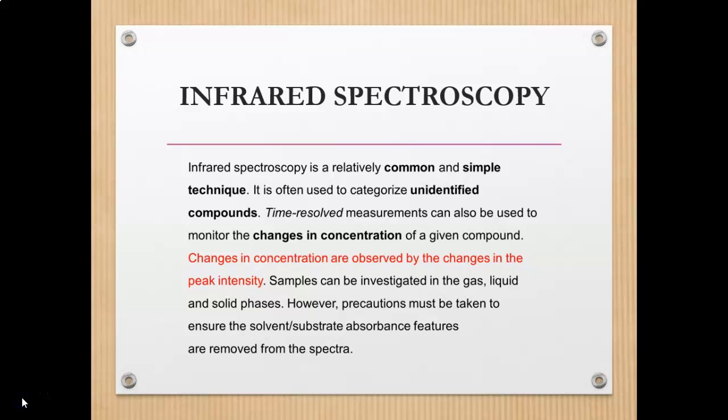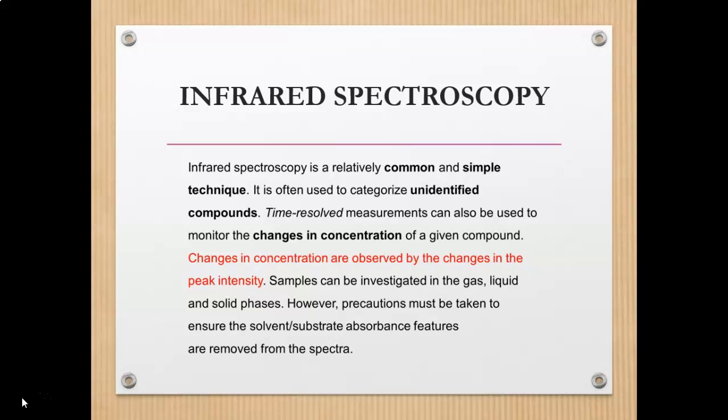Now we look at the details of the explanation of infrared. It is a common and simple technique to categorize unidentified compounds. Time-resolved measurement can also be used to monitor the changes in the concentration of a given compound. Changes in the concentration are observed by the changes in the peak intensity. Sample can be investigated in the gas, liquid, and solid phases, depending on the instrument and the ability of the instrument.